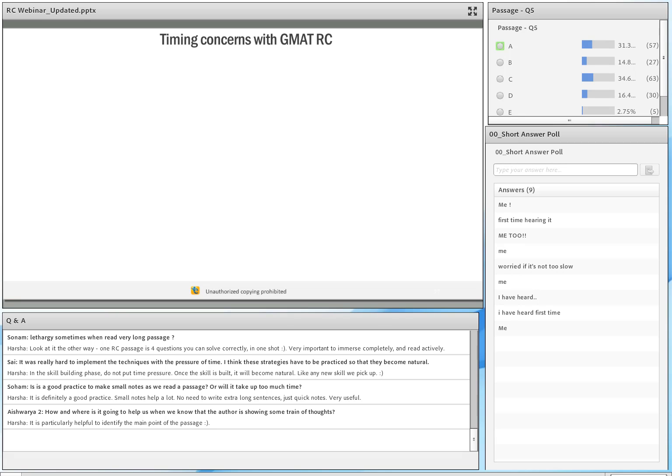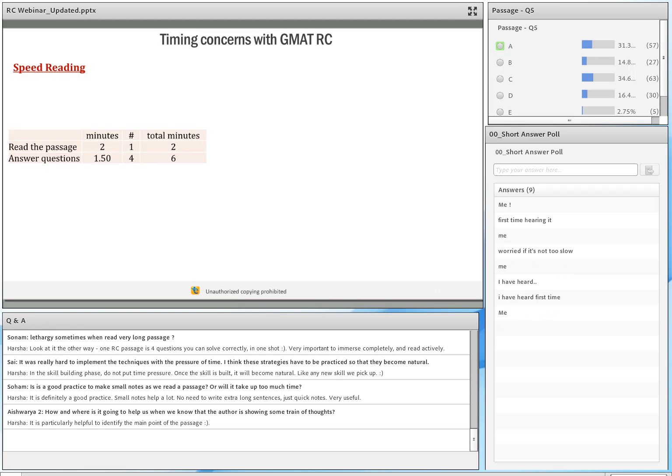So let's talk about your timing concerns in GMAT RC. There are 2 ways in which you can read a passage. One is you read a passage quickly. You spend about 2 minutes reading a passage, and then about 1.5 minutes, which is 90 seconds, answering questions. If you do that, you're going to spend 8 minutes going through the passage. You will be stressed. You will make mistakes.